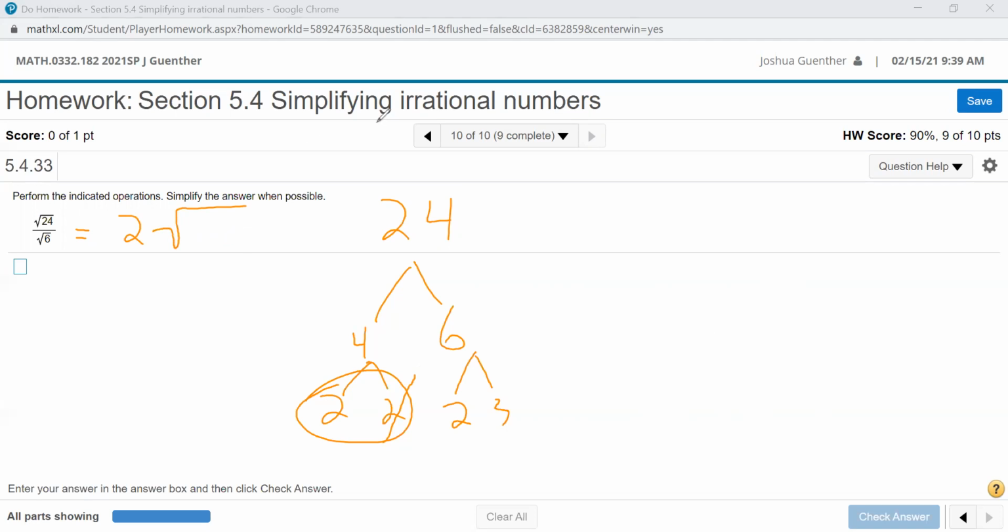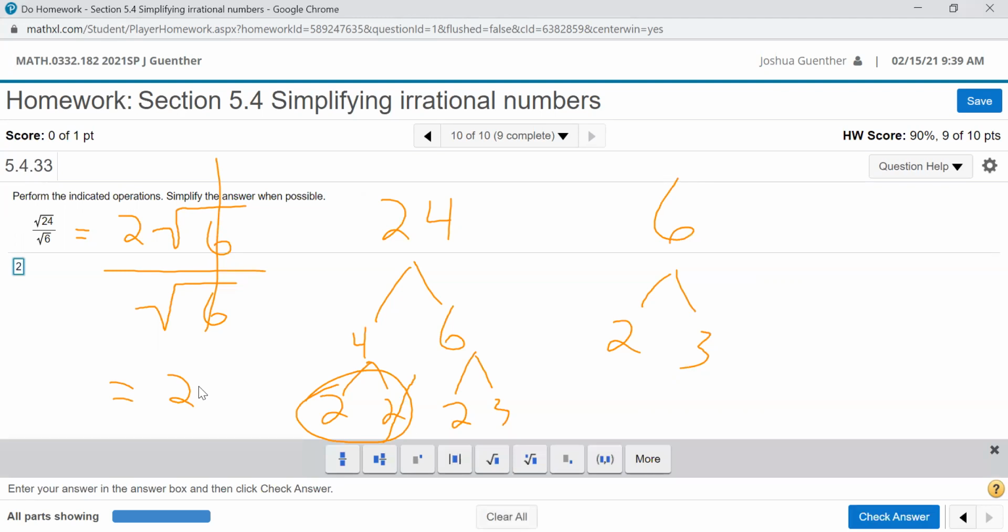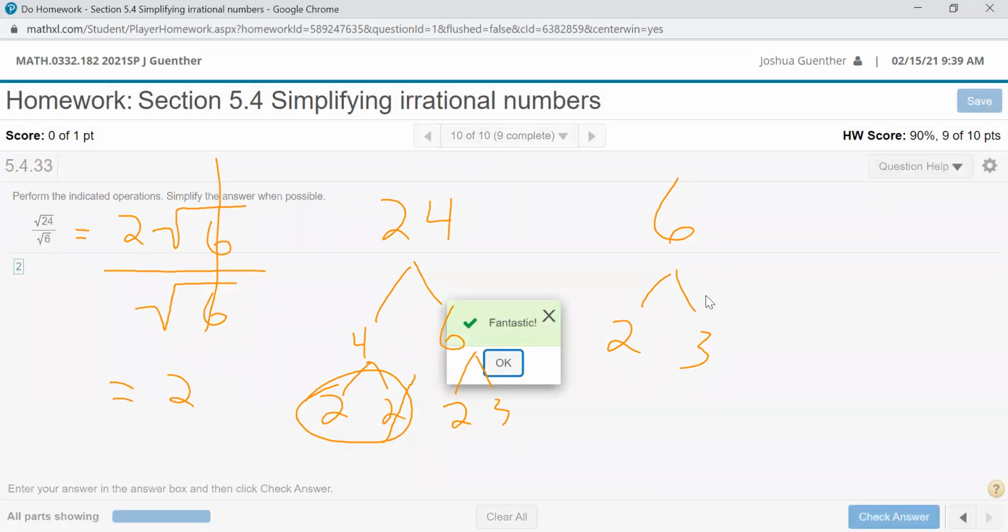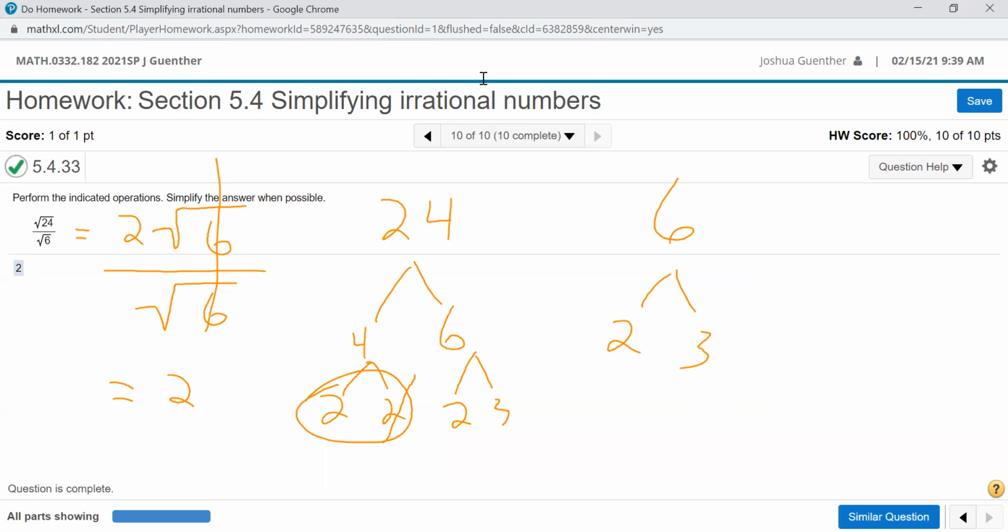So we have 2 square roots of 6 on top. On bottom, if you look at 6, 6 doesn't have any pairs that can be broken down or taken out. So you just have that square root of 6 on bottom, and the square roots of 6's cancel, leaving you with just 2. So a pretty cool little thing overall.